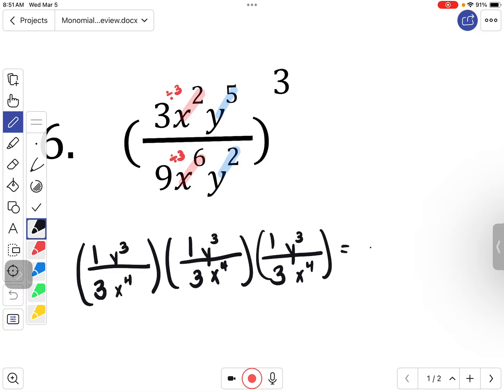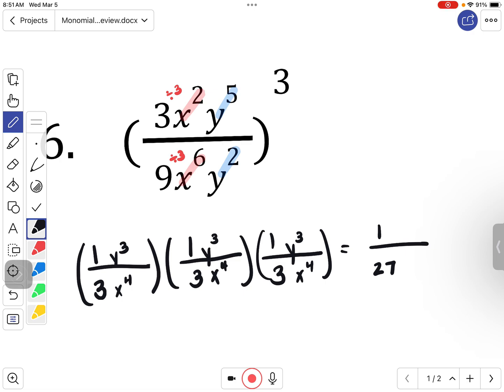Okay, and we're going to do the same thing. We're going to multiply our big numbers. So 1 times 1 times 1 is 1. And I'm going to multiply my big numbers on the bottom. 3 times 3 is 9, times 3 is 27.